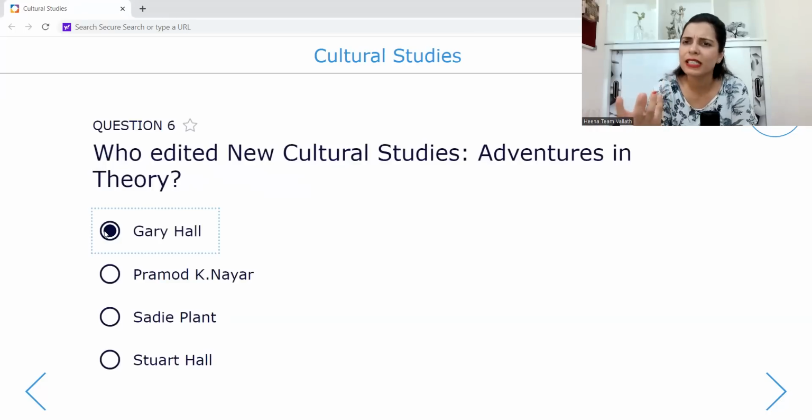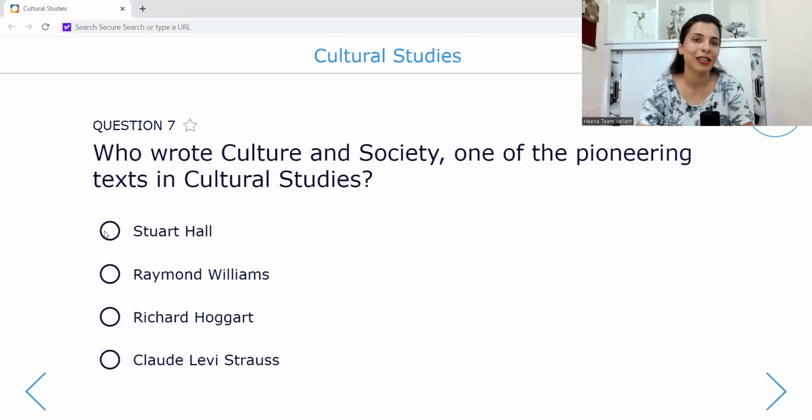And what does New Cultural Studies talk about? It talks about this post-Birmingham school generation. It talks about the relationship of cultural studies with media, German media theory, anti-capitalism, etc. New Cultural Studies book also talks about philosophies of important philosophers like Agamben, Deleuze, Zizek, etc. And this New Cultural Studies, Adventures in Theory, was edited by Gary Hall. Easy, easy. Gary Hall is a cultural theorist from Britain, and he is 61 years old. This takes us to question number 7.